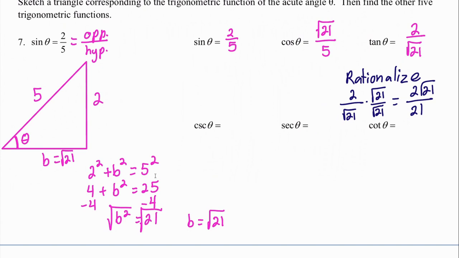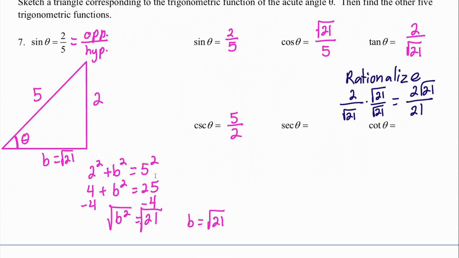Alrighty. So then we would want to find cosecant, again, the reciprocal of sine, or the hypotenuse over the opposite. So we would say 5 over 2. Then we would find secant, which is the reciprocal of cosine.